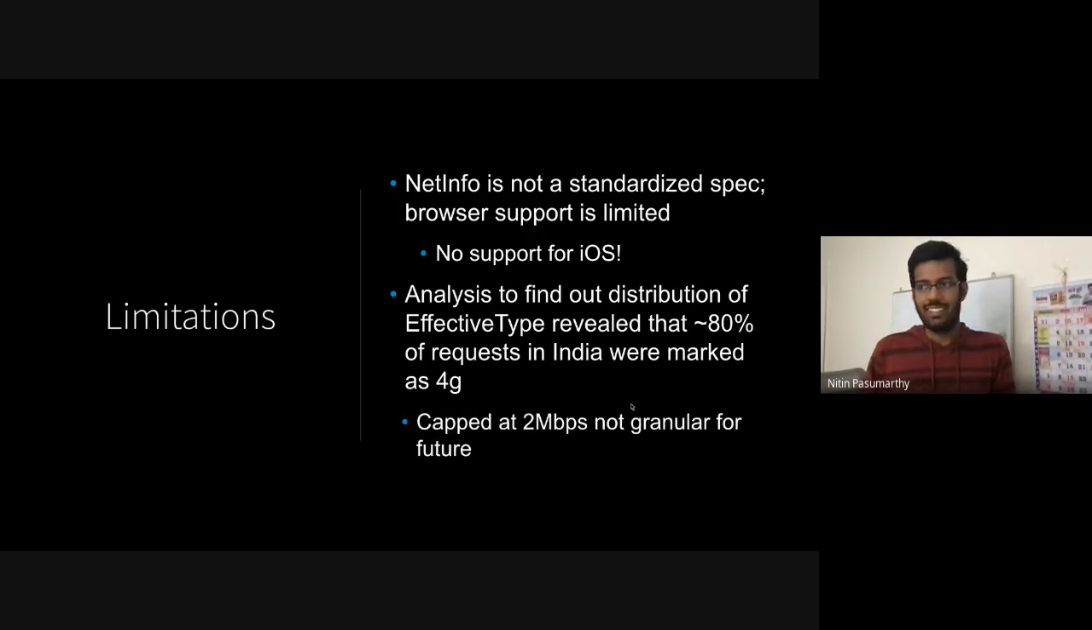And secondly, all this information that is given via the throughput of the NetInfo API is capped at 2 Mbps. So for some use cases, not for the image per se, but for some other use cases, it would be very useful for us to know something beyond 2 Mbps, let's say for live videos and things like that. So that was another thing that was a little bit limiting.